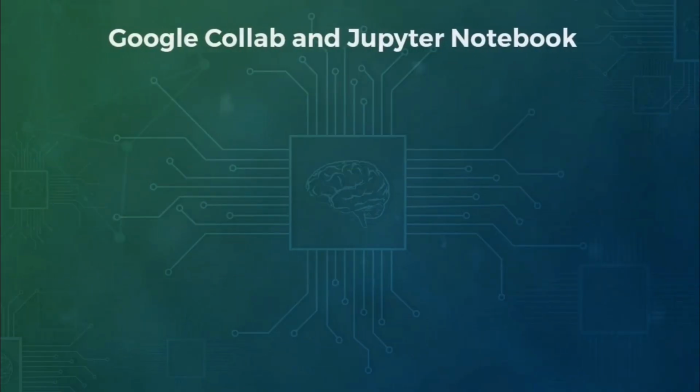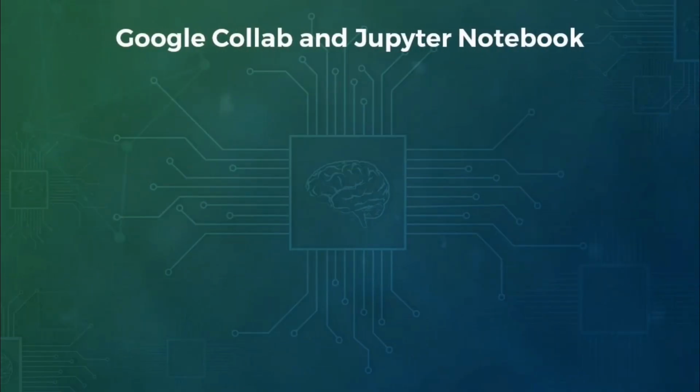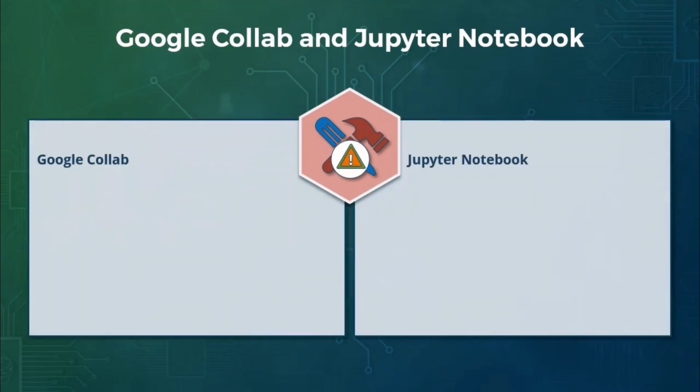Other than the IDEs we just saw, there are a few new emerging IDEs which are gaining popularity. Google Colab and Jupyter Notebooks are two of them. The main feature of both of them is that they are interactive notebooks which help data scientists with quick exploration tasks. Let's quickly learn more about them now.